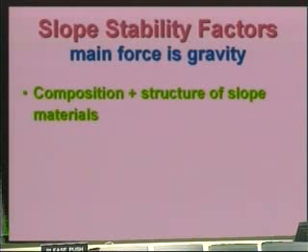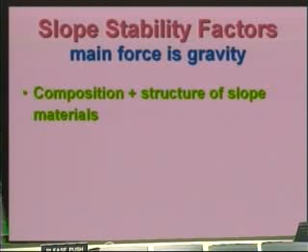As geologists, we want to know about composition and structure of slope materials. Composition, as I said, is the rock type: igneous, sedimentary, or metamorphic. If it's within igneous, what kind of igneous rock? Is it granite? Is it basalt? If it's a sedimentary rock, is it a really hard, cemented sandstone, or is it a crumbly shale? We'll see that different kinds of rocks are more prone to be unstable.